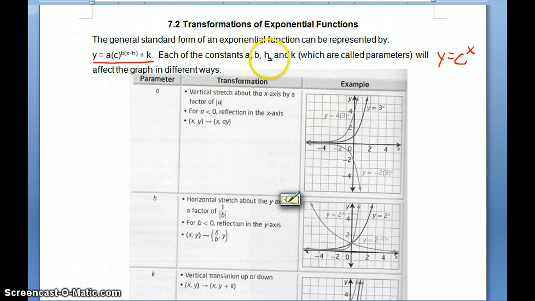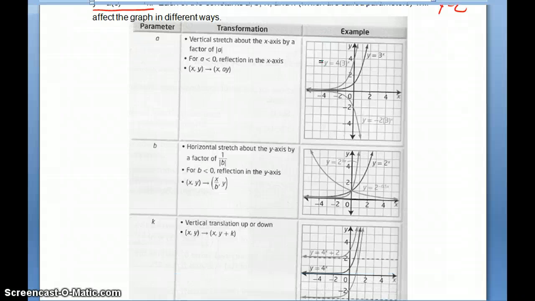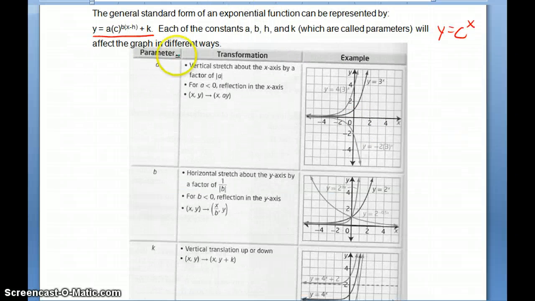So those a, b, h, and k will change your graph in different ways, and we are going to look at them right now. So I'm just going to scroll down. So your first parameter, we have a, and that's that number that is multiplying with your base function right there. And so what that will do is it will create a vertical stretch about the x-axis, and that's by a factor of absolute a. If your a value is less than 0, what's going to happen is that you're going to have a reflection in the x-axis.